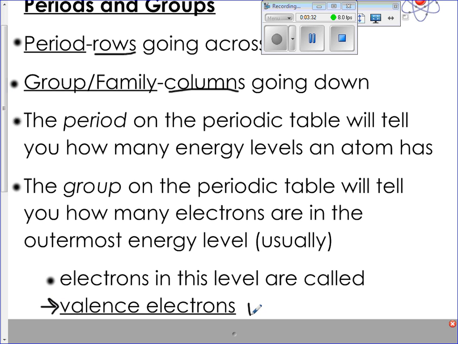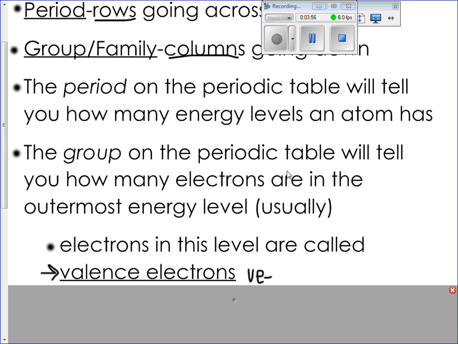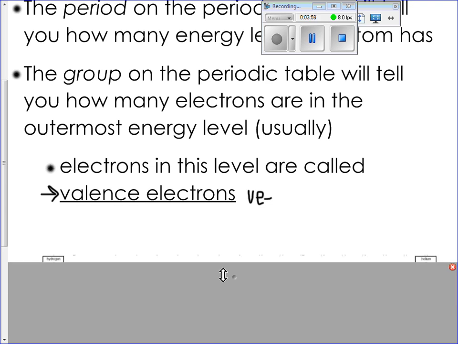And I abbreviate valence electrons as VE negative, because I don't like to write. So valence electrons are electrons in the outermost level, and they correlate with the family the elements are in. So carbon family has 4 electrons. Helium family always has 8 valence electrons. Hydrogen family always has 1 valence electron. So it depends on their group.